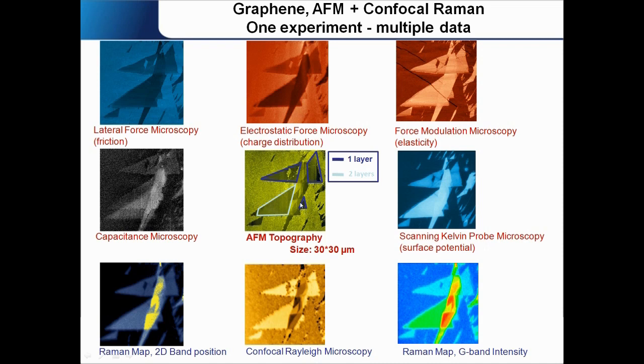This is AFM topography from which we can extract a preliminary number of graphene flakes in the sample, and this is a Raman map, G-band intensity, and 2D band position, which directly confirms the number of layers in the graphene. Lateral force microscopy gives us semi-quantitative information about the friction coefficient between graphene and cantilever, and we could see that the friction coefficient drops when we increase the number of layers. Electrostatic force microscopy gives charge distribution. Force modulation microscopy, the elastic modulus of the sample. Kelvin probe microscopy gives us the surface potential. We were able to extract quantitative information about the dependence of graphene surface potential on the number of layers.